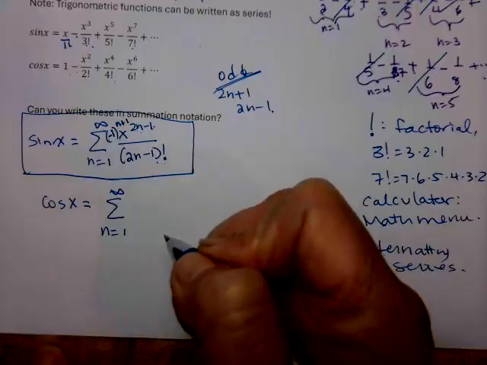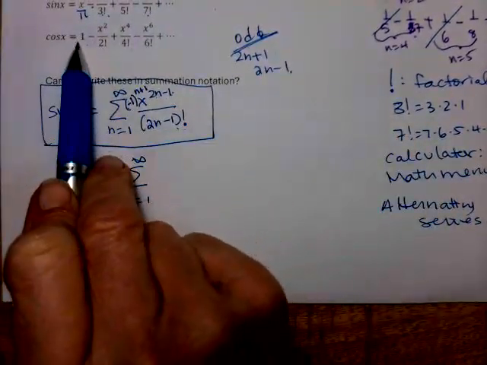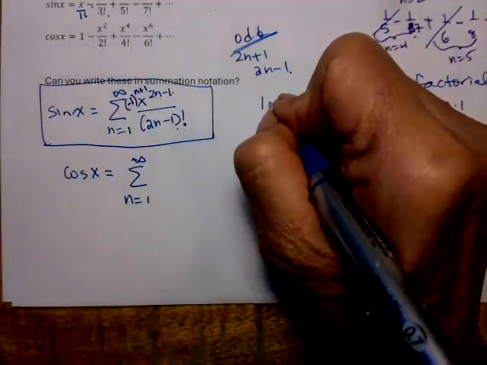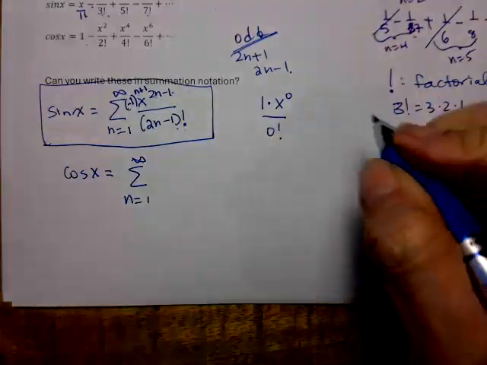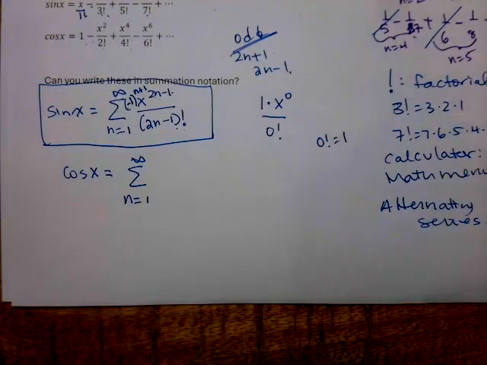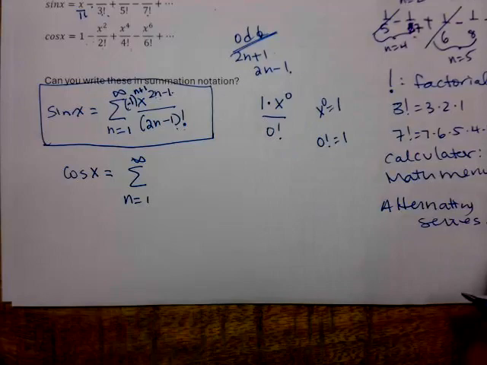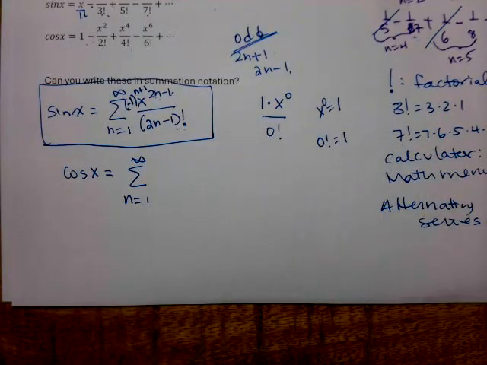And from 1 to infinity, oh, that first one, 1, I could think of as 1 times x to the 0 divided by 0 factorial. 0 factorial is just defined to be 1. Just going to put that out there. And x to the 0 is also 1, right? As long as x isn't 0, which we'll say x isn't 0.